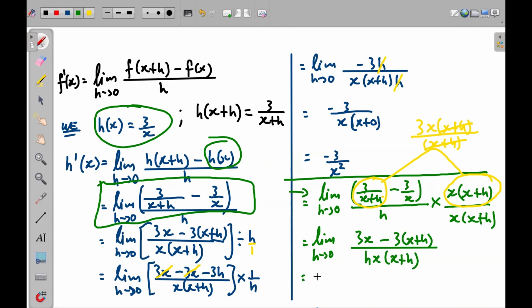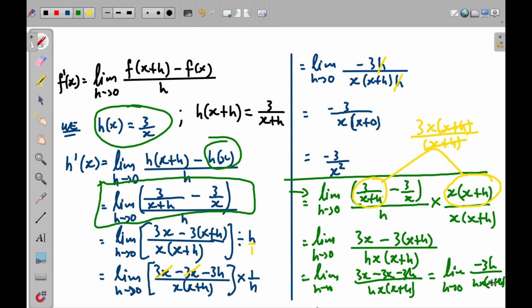Right. Then, of course, we're just going to clean up quickly here. We have 3x minus 3x minus 3h all over hx into x plus h. And I hope you see from here that you're going to be left with a minus 3h over hx into x plus h, which is basically this step here. And you know exactly what to do once you are at that step.